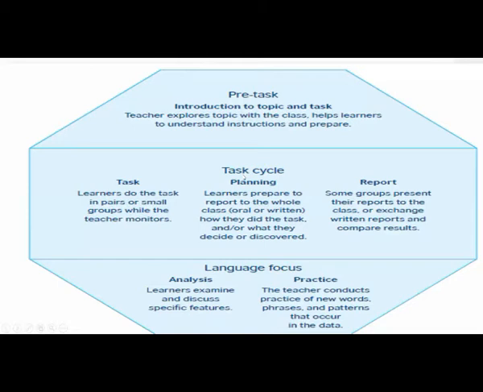So this is also a summary. The introduction to the topic and task: the teacher explores the topic with the class and helps learners to understand instructions and prepare. The second stage is the task cycle. In the task, the learner does the task in pairs or in small groups, while the teacher monitors, observes and watches them. In the planning, learners prepare to report to the whole class, oral or written, how they did the task and what they decided or discovered. Then the report: some groups present their reports to the class or exchange written reports and compare the results.